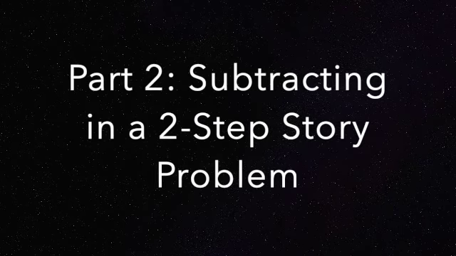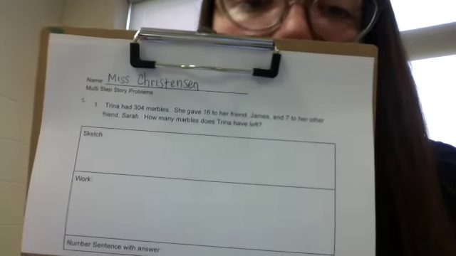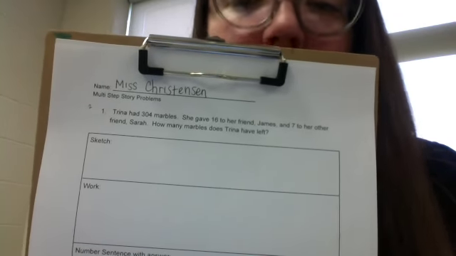Part 2, subtracting in a two-step story problem. So this is our next problem. Trina had 304 marbles. She gave 16 to her friend James and 7 to her other friend Sarah. How many marbles does Trina have left? So this time, my important information in that last sentence is how many marbles does Trina have left?